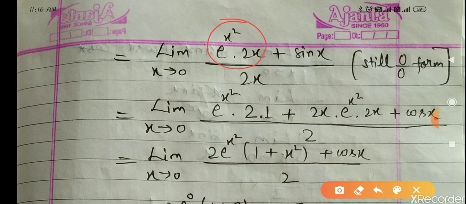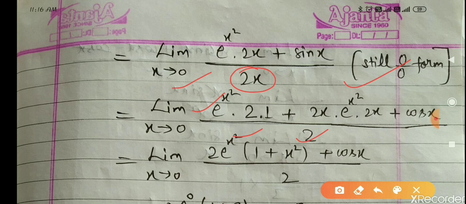Differentiation of x square will come in multiplication, that is 2x, plus cos x differentiation is minus sin x, so that's why it has become plus sin x. Differentiation of x square in the denominator is 2x. Now in this question, if you put direct 0, then also you are getting 0/0 form. That's why I have written here still 0/0 form. So one more time, numerator and denominator you differentiate separately. Differentiation of the denominator is 2 only.